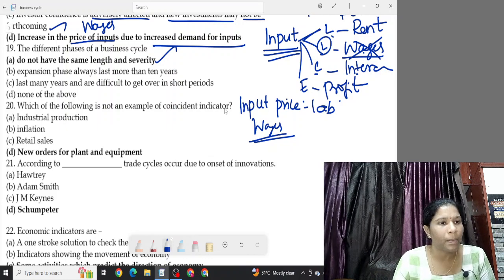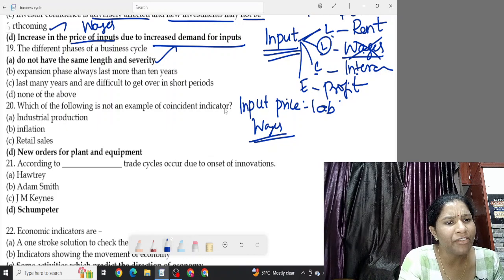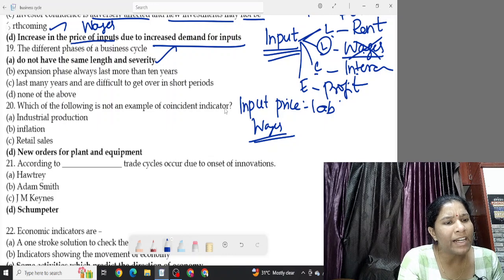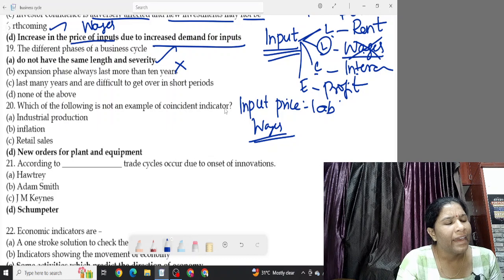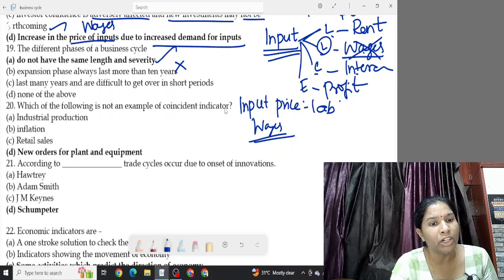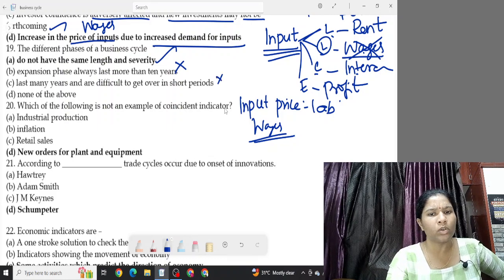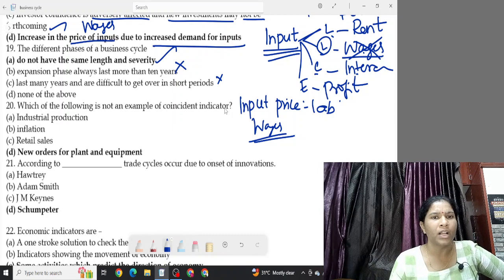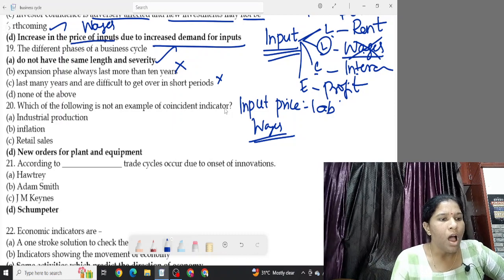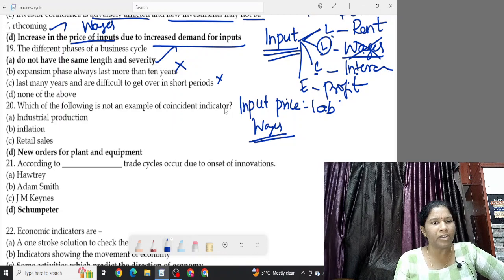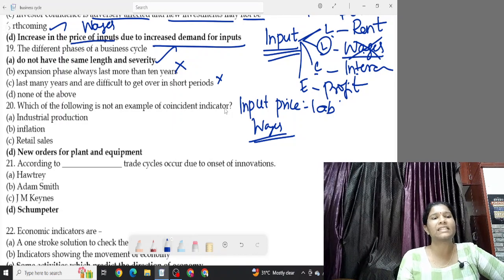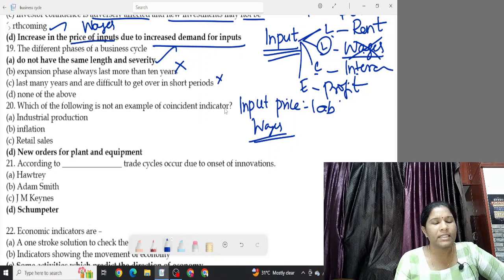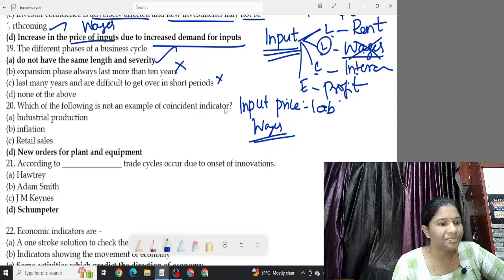So it depends. And then, the expansion phase always lasts more than 10 years, or many years, and is difficult to get over in short periods. No, sometimes it might last only 6 months or 1 year also. Which means that the different phases of a business cycle do not have the same length and severity is the answer. Other options are wrong.